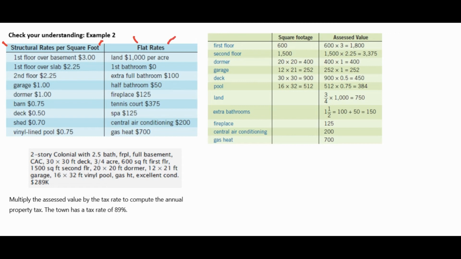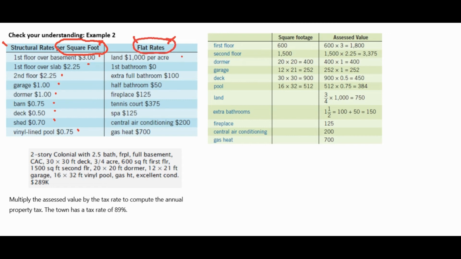So for example, on the left hand side, if the first floor has a basement, it's $3 per square foot. If it's a slab, then it's only $2.25 per square foot. If it has a second story, then it's $2.25 per second story square foot. If it has a garage, it's $1 per square foot. A dormer, a barn, a deck, a shed, a vinyl lined pool, all that has a different rate. And we're using these rates to calculate the proposed tax for this particular unit.